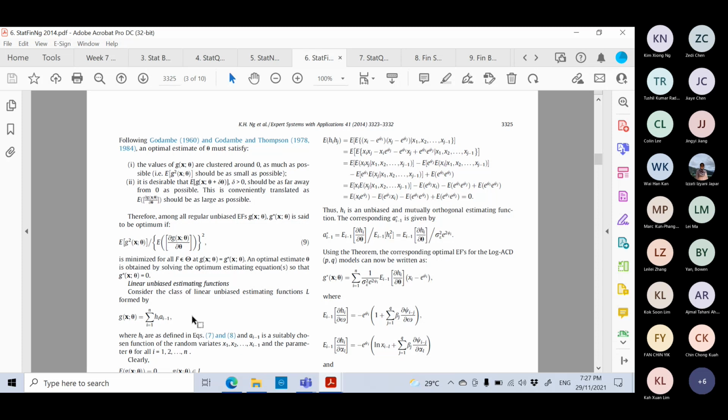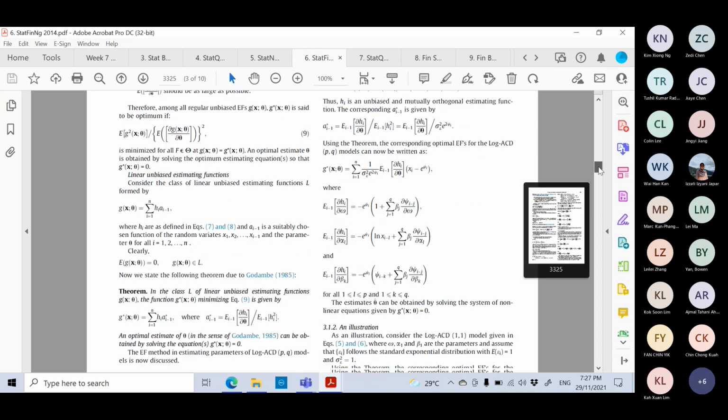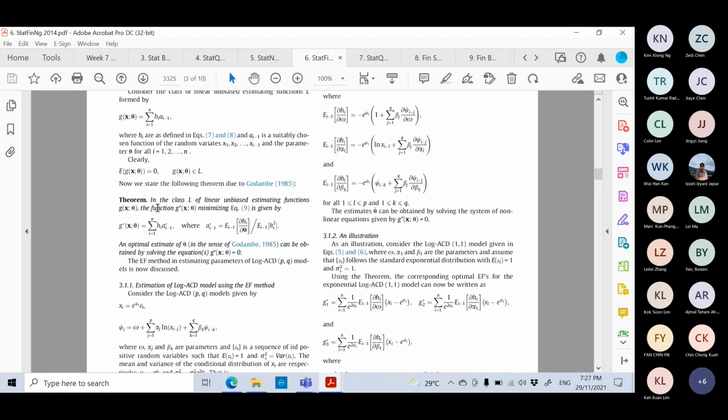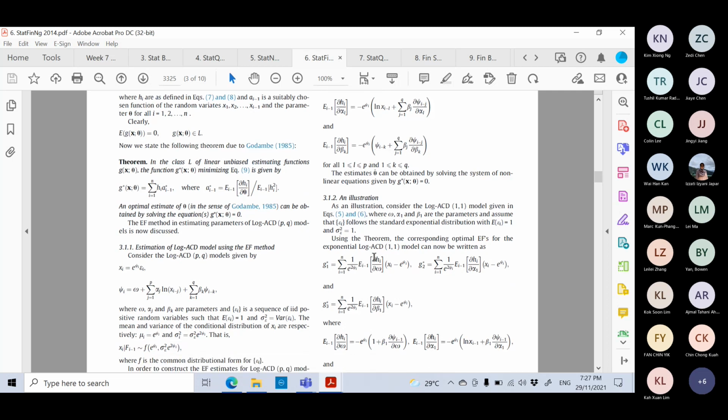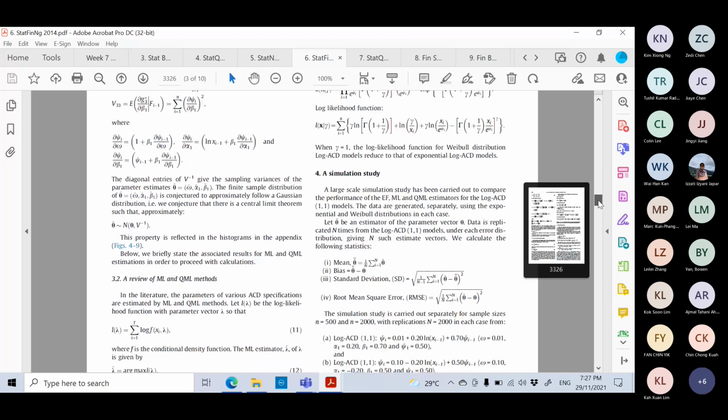Okay, so in here is just the methodology part, where you need to derive all the theorems. Using the theorems, you derive all the equations for you to use to estimate your parameter. So these are the works. This one is a theory part. I don't want to go through it. I just want to show you the empirical example.